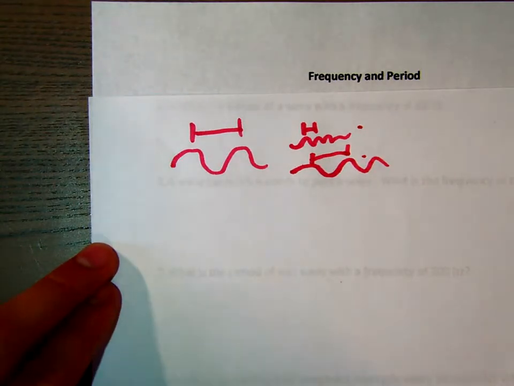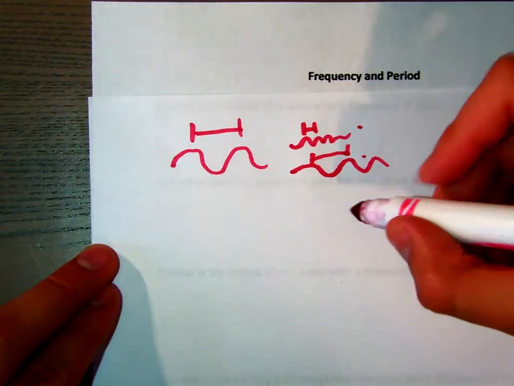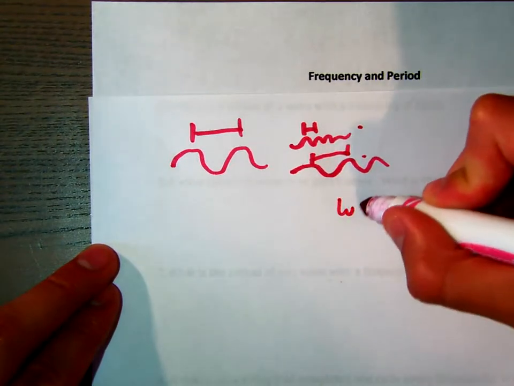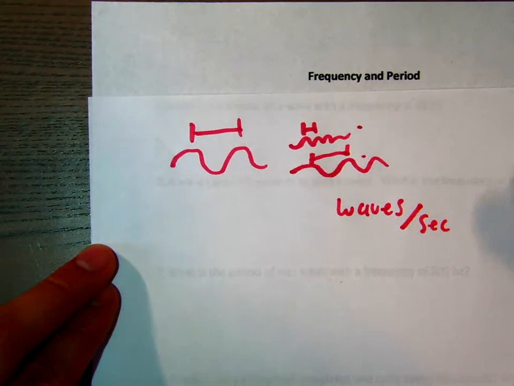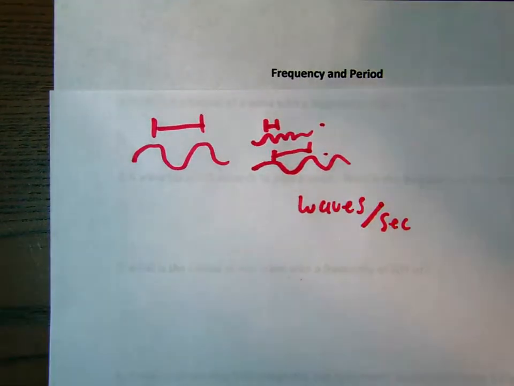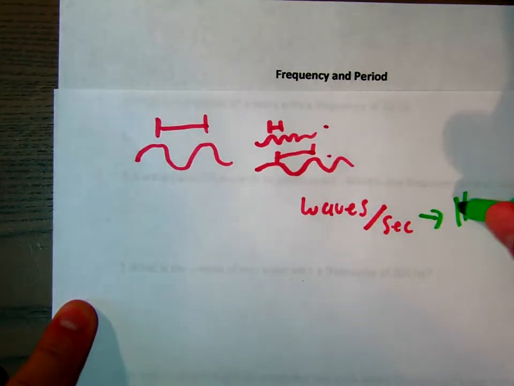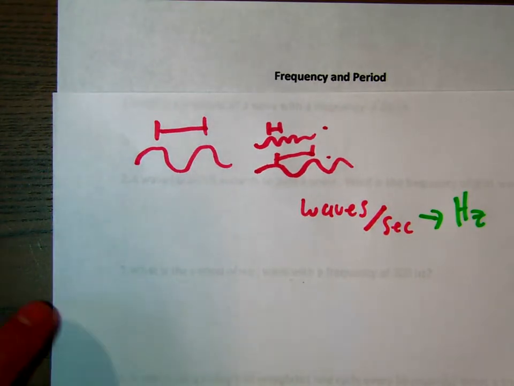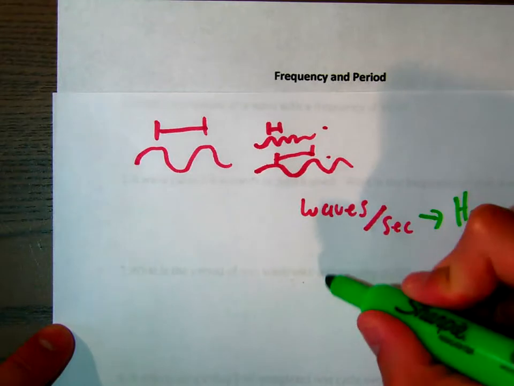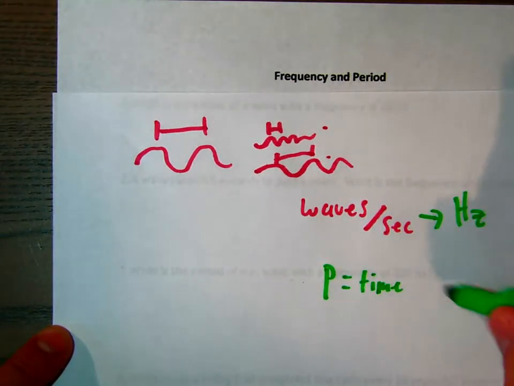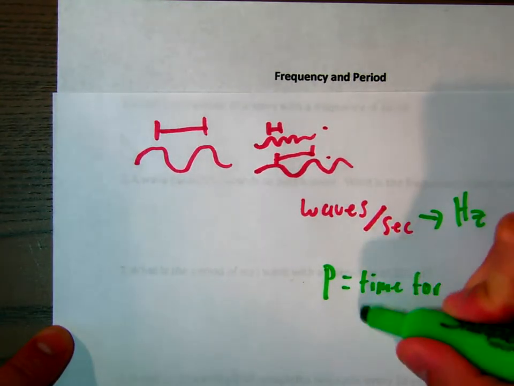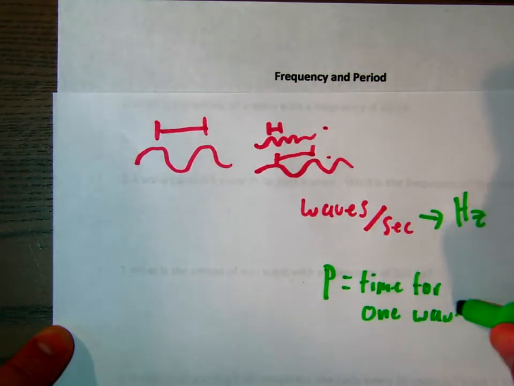Okay, so let's go over again, what is frequency? Frequency equals waves per second. So how many waves pass every second? And the units we use for that are going to be hertz. So hertz is just waves per second that pass a certain point. And let's remember that period, which we'll represent with P, is the time it takes for one cycle. In other words, the time for one wave to pass a certain point.